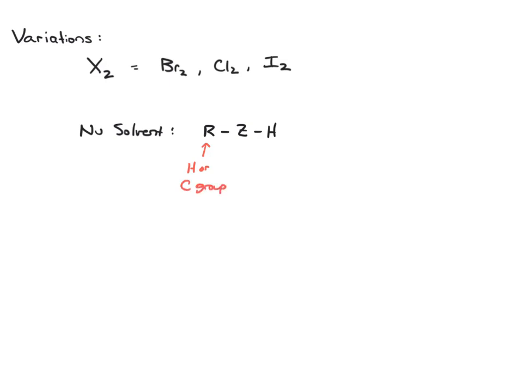The Z needs to have at least one lone pair, and it should be a heteroatom, something like nitrogen, oxygen, or sulfur. And then, of course, it has to have the hydrogen, because that hydrogen gets taken away in the final step. So let's tackle a problem like this.